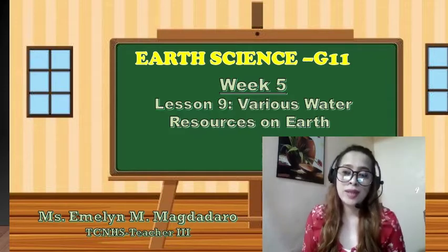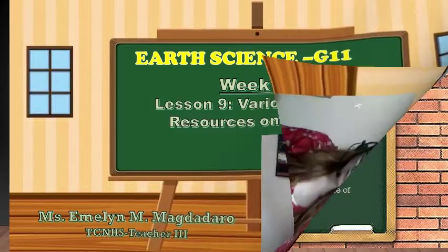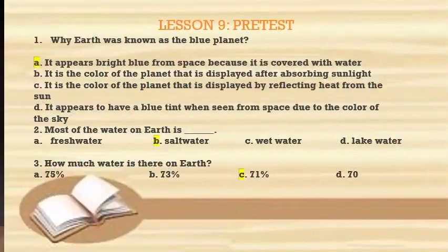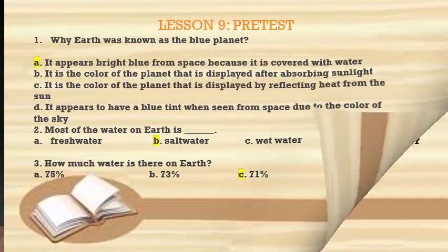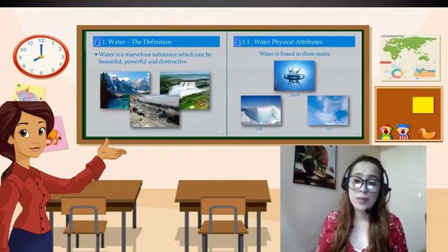It's a brand new day to discover a lot of things in Earth Science Grade 11. We are now in week 5, lesson 9 and lesson 10. In lesson 9, we are discussing the various water resources on Earth. So what are the different sources of water we have around us?